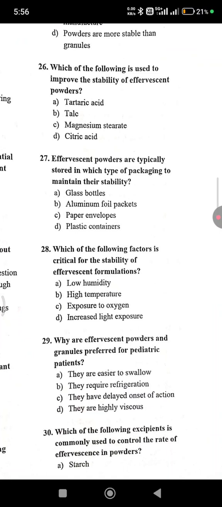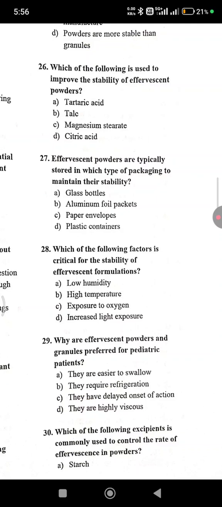Question number 28. Which of the following factors is critical for the stability of effervescent formulations? That is option A, low humidity.